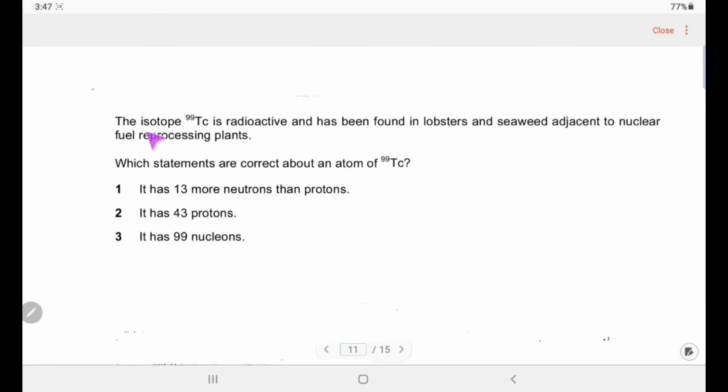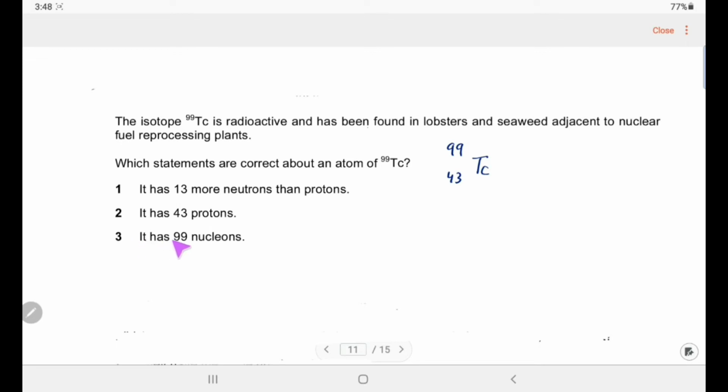The isotope technetium 99 is radioactive and has been found in lobsters and seaweeds adjacent to nuclear fuel reprocessing plants. Which statements are correct about an atom of technetium 99? 1: It has 13 more neutrons than protons. 2: It has 43 protons. 3: It has 99 nucleons. First of all, Tc is the symbol, 99 is the nucleon number, and you will be given the atomic number. So technetium has the atomic number of 43.